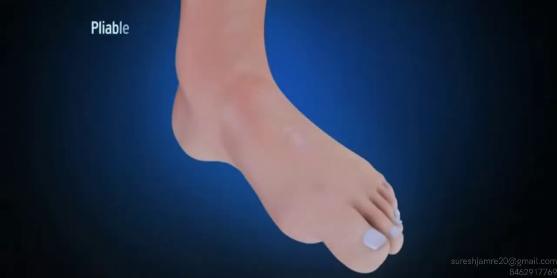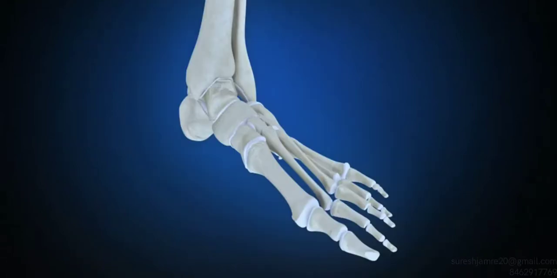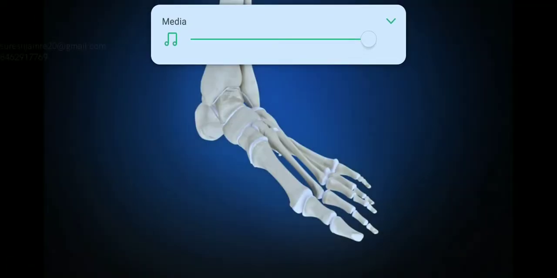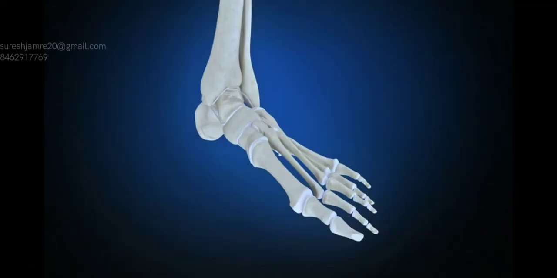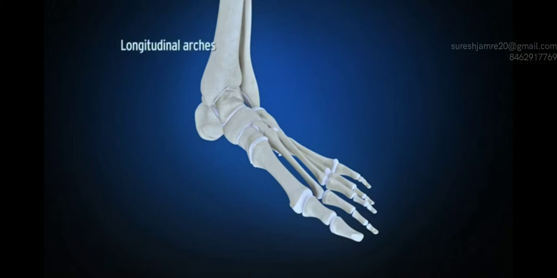Foot is pliable and can adapt itself to uneven surfaces. This is because of the presence of small bones which make the foot a segmented lever with multiple joints. Skeleton of foot consists of arches.